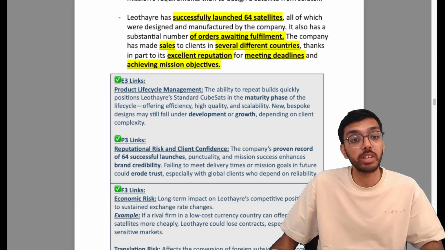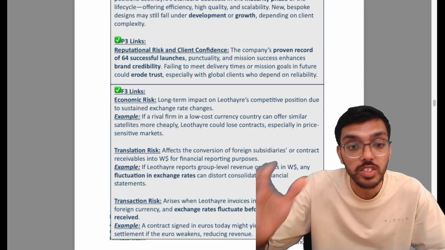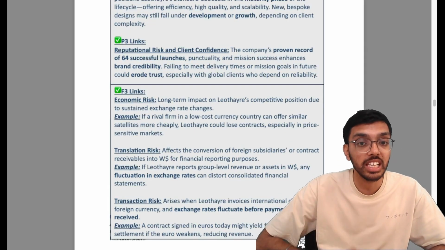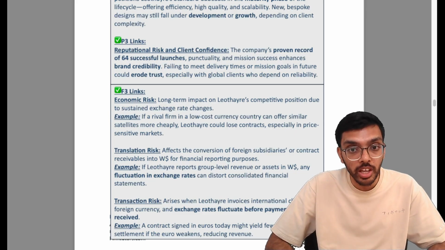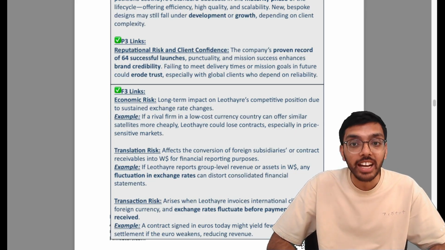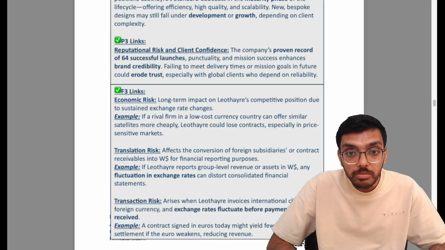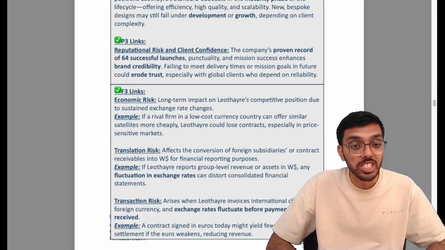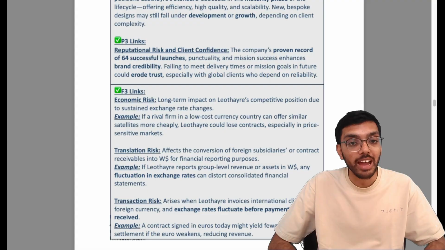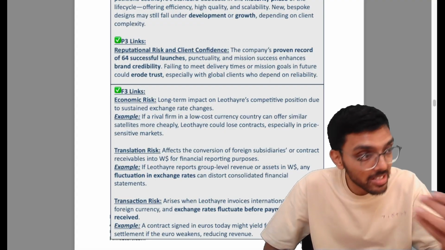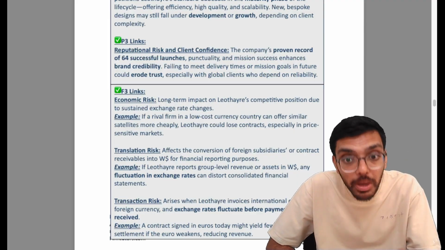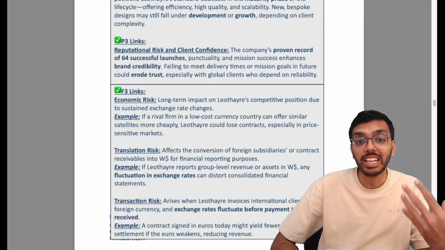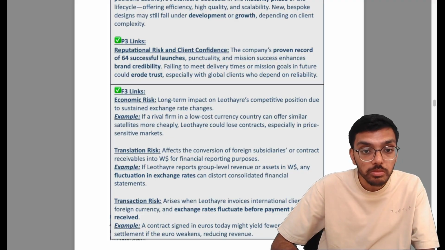Because risk management will be an important part of this chapter, and specifically economic risk over here, because we have clients from all over the world. So the long-term impact on Leothayre's competitive position due to sustained exchange rate changes. For example, if a rival firm in a low-cost currency country can offer similar satellites but cheaper than Leothayre's, then we are at an economic disadvantage.